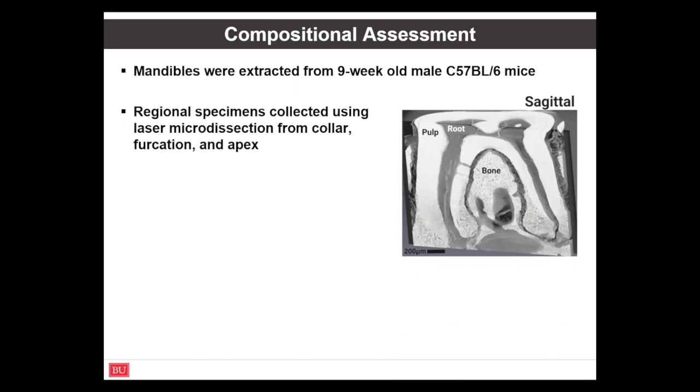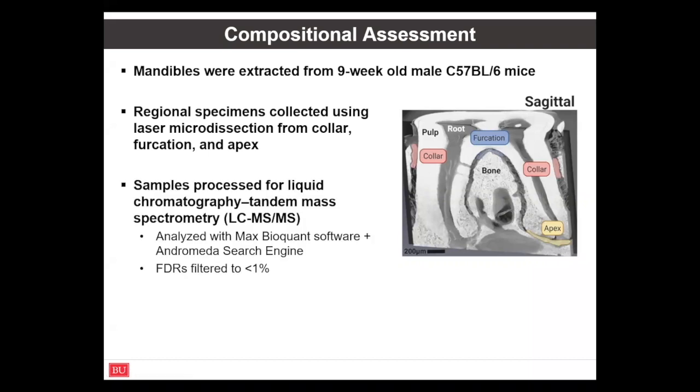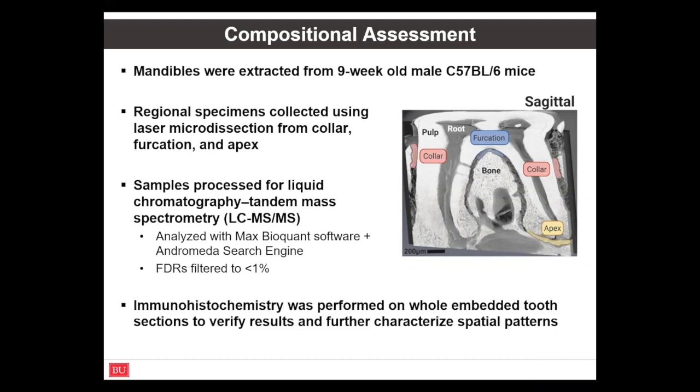And then we took regional specimens using laser microdissection from the collar region, the furcation, and then we also took regions from the apex, which is just at the very bottom of one of the roots. These small pieces were then processed for liquid chromatography mass spectrometry, and they were analyzed with MaxQuant software with false discovery rates less than 1%. And then we also followed up this mass spec analysis with immunohistochemistry on whole embedded tooth specimens to both verify our results, but also further characterize these spatial patterns.